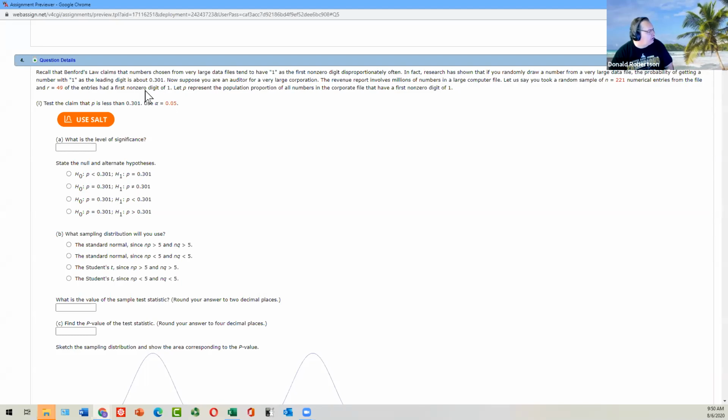So this is something to do with Benford's law. It claims that if you take a large number of figures, a lot of them start with the number 1 more than any other digit.